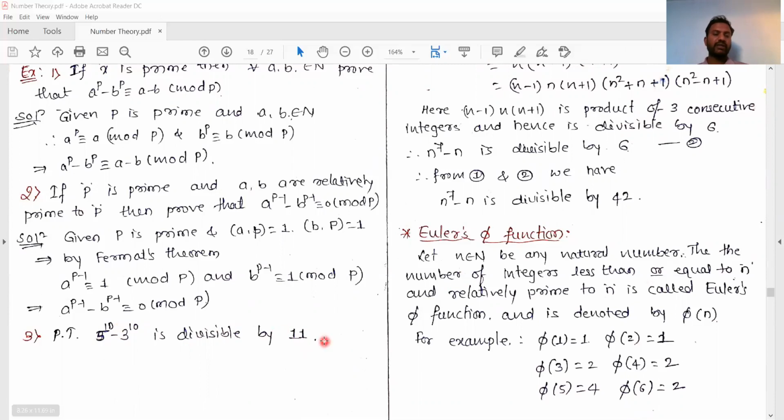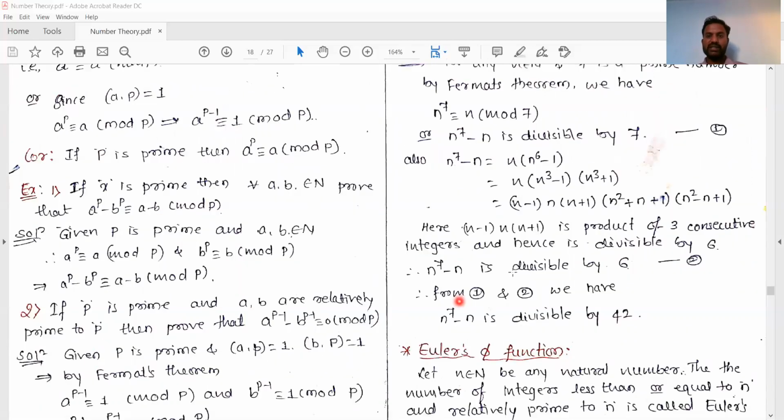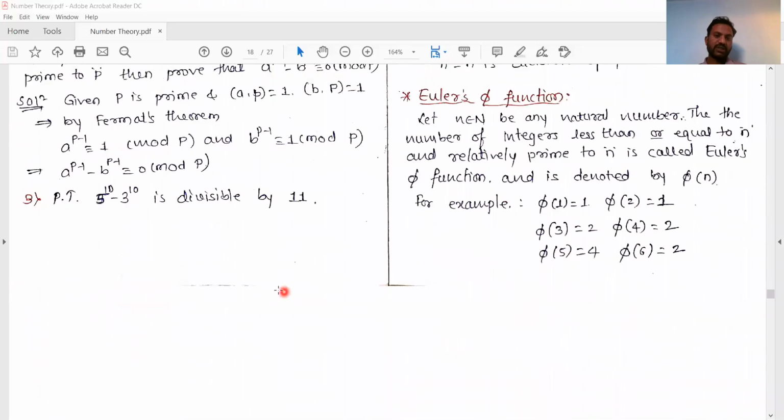5 and 11 are relatively prime, 3 and 11 are relatively prime. So separately for 5 and 11, and 3 and 11, apply the Fermat theorem. So first we are getting 5 raised to 11 minus 1, which is 10. 5 raised to 10 is congruent to 1 mod 11. See, I have written here.